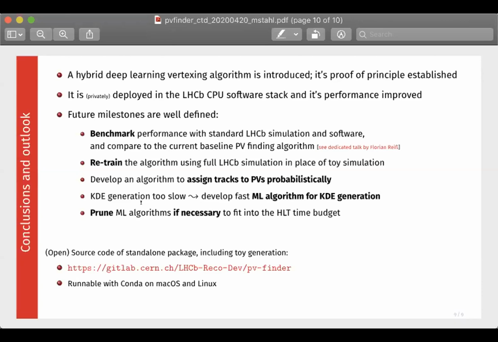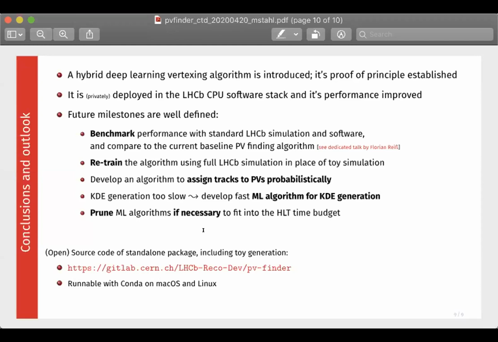We want to retrain the algorithm using full LHCb simulation and also the new kernel densities. Further on, we want to develop an algorithm to assign tracks to primary vertices that were found probabilistically. Currently we are seeing that the kernel density generation is too slow. So we want to develop a fast machine learning algorithm for the KDE generation itself, and then try to combine it with the algorithm for the cluster search. If these are too slow, we still have the possibility to prune these machine learning algorithms by weight reduction techniques that are on the market currently.